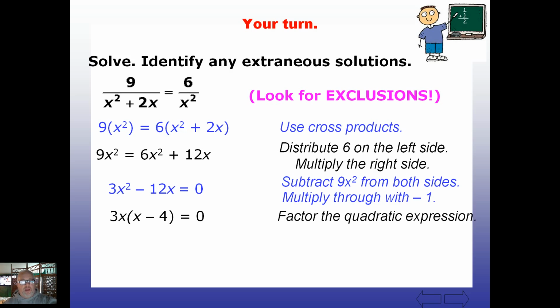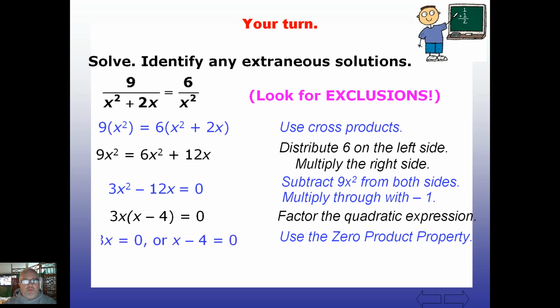Then we're going to factor out a common factor here. I'm going to go ahead and factor out a 3x, and we end up with 3x times the quantity x minus 4 equals 0. So what two values for x would make that 0? Looks to me like inside the parentheses it would be a 4. That would be 1. And then how about on the outside? How about a 0 out there? So the zero product property would give us 0 or 4.